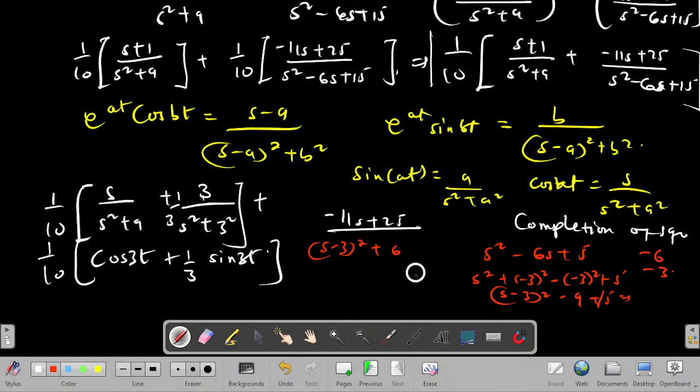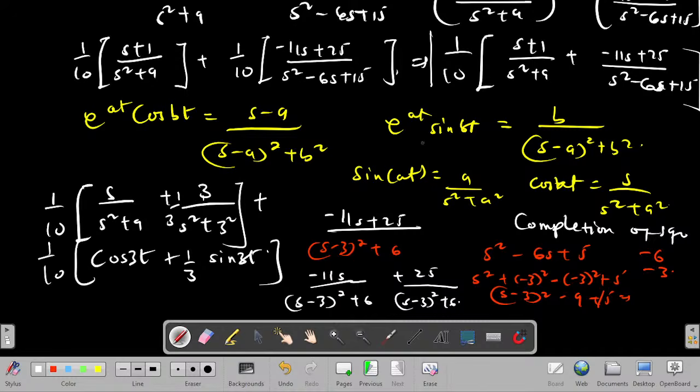So separating, I'm going to have negative 11s over s minus 3 all squared plus 6, plus 25 over s minus 3 all squared plus 6. Right. Now, with the 25, then the plus 6 here. Here, I have s minus a all squared, then the b. Remember, the b squared and the b should be the same. So meaning my 25 here and my 6 here, it should just be 1 and a square. As simple as that. But let's handle the 11s.